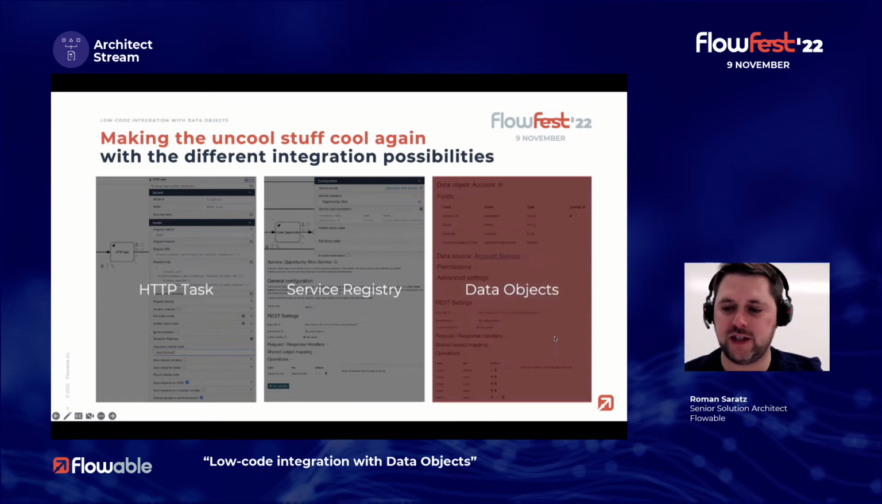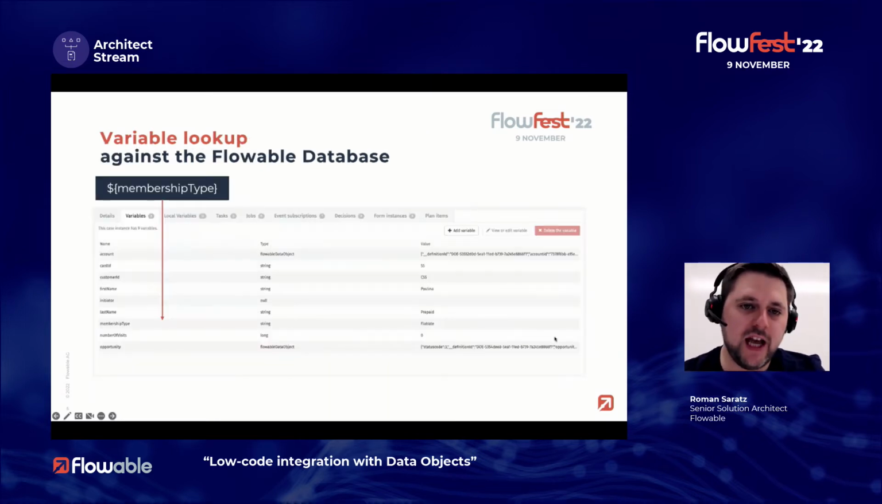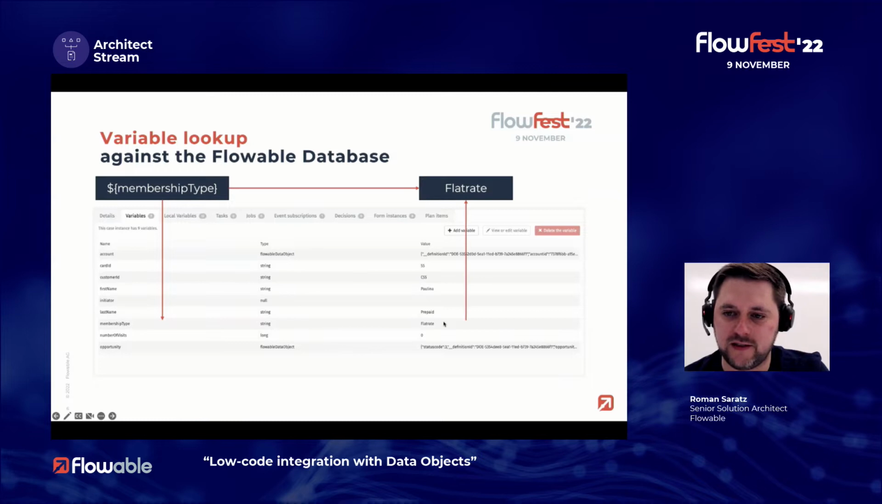So let's dive into the data objects. If you have a normal variable in Flowable, in the database, and you, for example, execute an expression ${membershipType}, then what it does is it retrieves this value from the database. So it does an SQL query in the database and retrieves the membership type in the scope of this process or case and returns you the value.